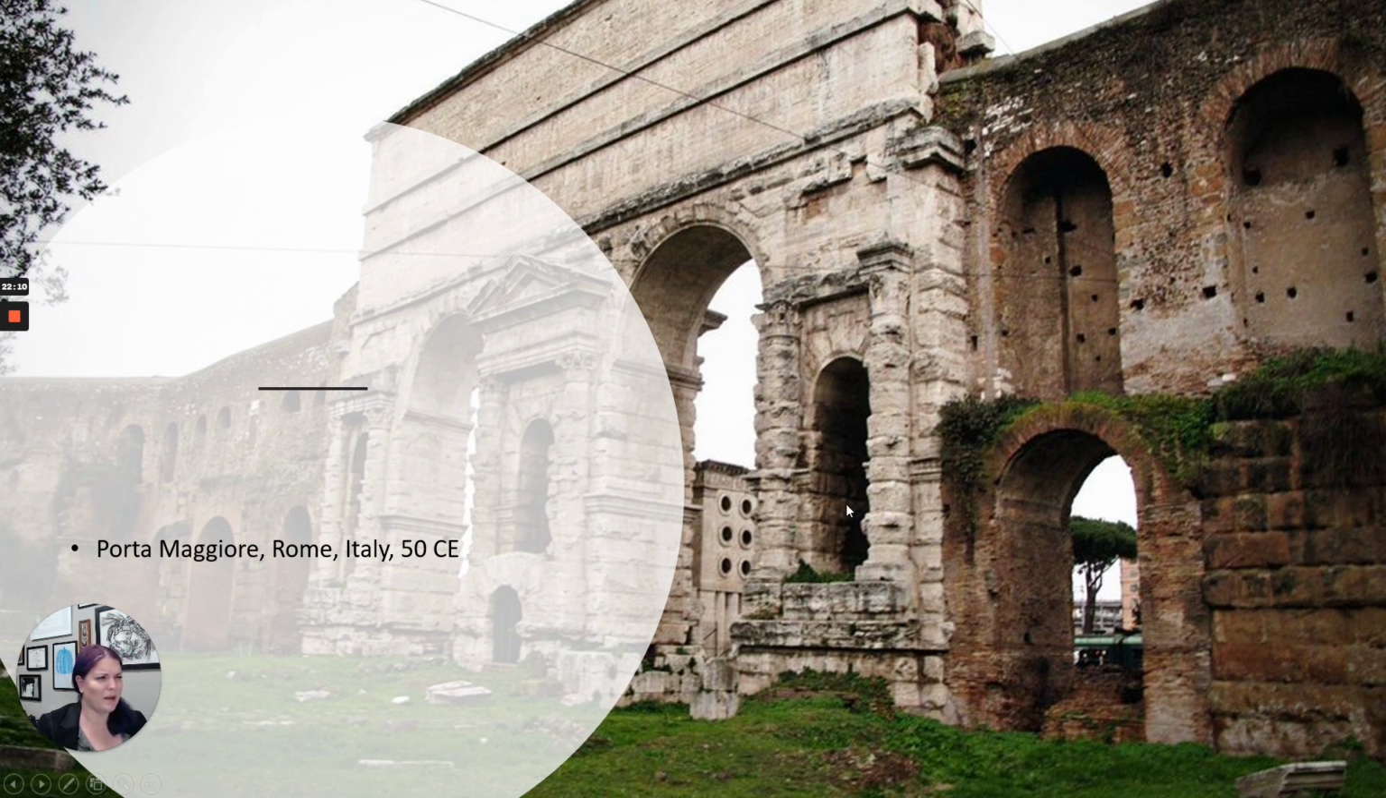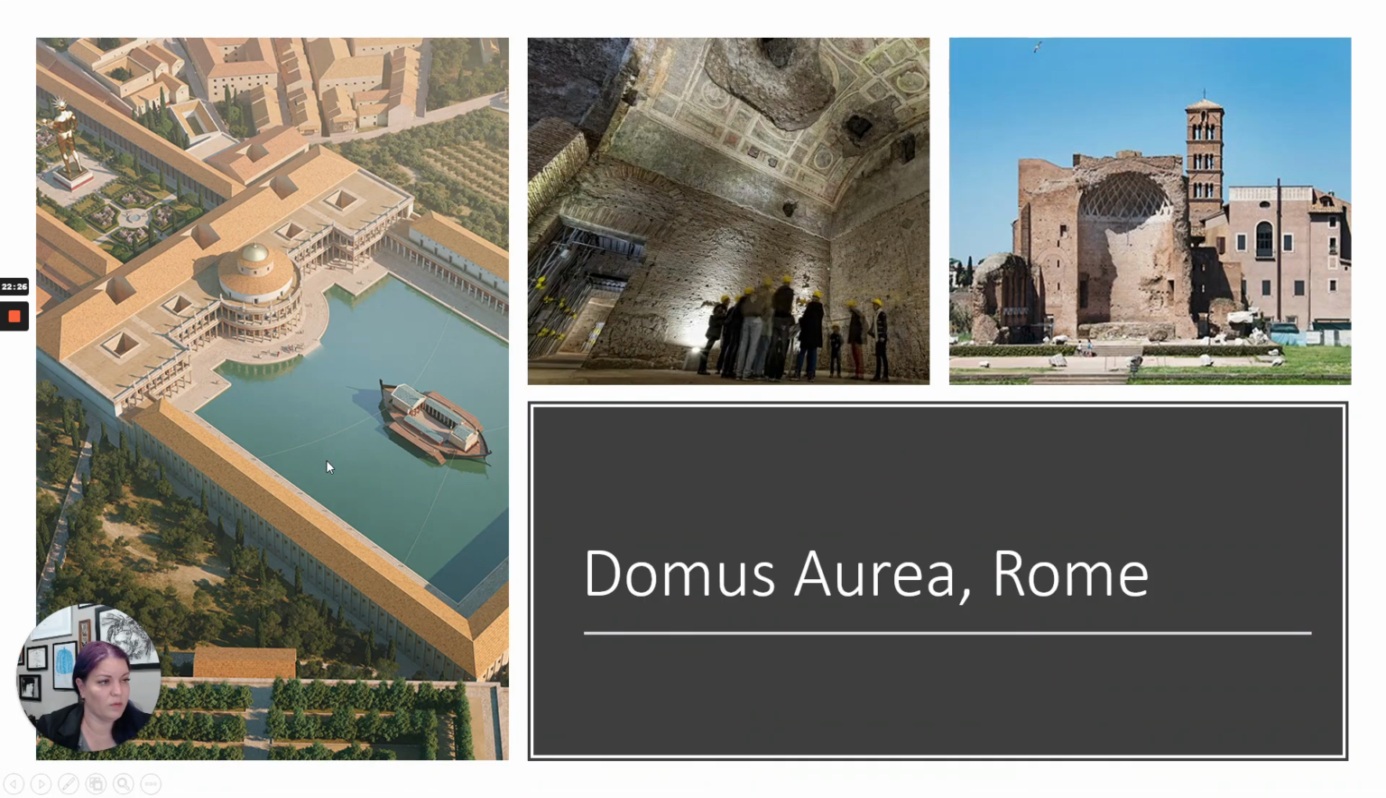So it's kind of like that intentionally distressed sort of country chic look that's popular in interior design today. It's like this looks very roughed up, but it looked like that when it was new also. Okay, so next we will talk about the Domus Aurea.